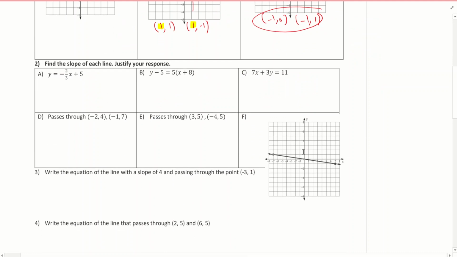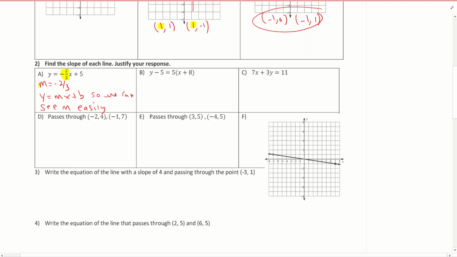All right, number 2, we're finding the slope of each line, and we make sure we justify why that's the response. So the first one here, that's our slope. The slope is -2/3, so we're going to write m equals -2/3. How do we know? Well, the equation was y equals mx plus b, it was in this form, right? So we can see the slope easily when it's in that form, right?